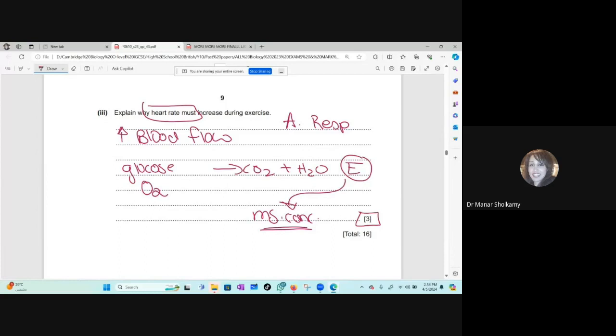You're driving me crazy. What is produced as a waste product and has to be taken away? What is this?